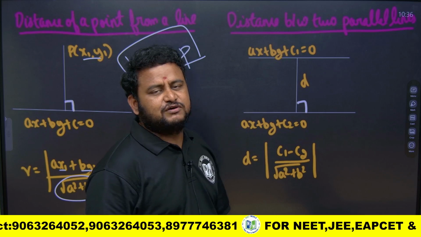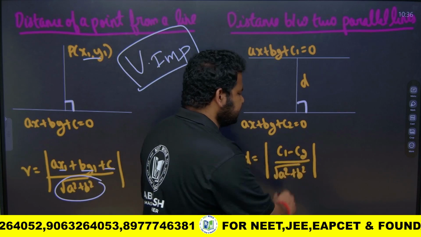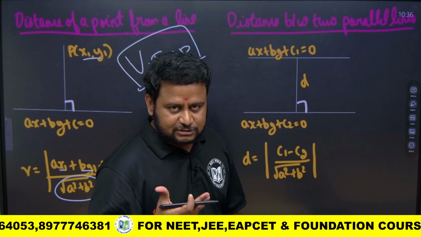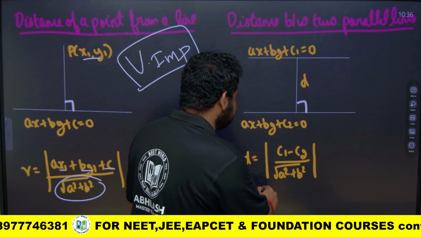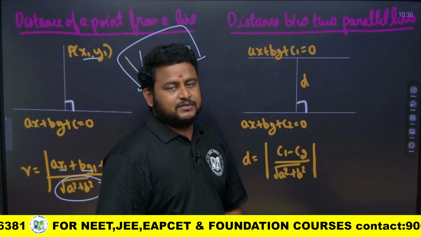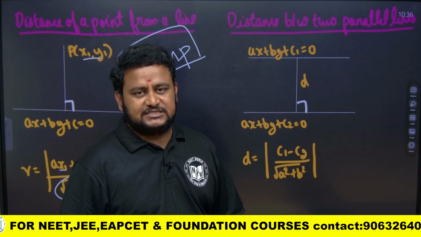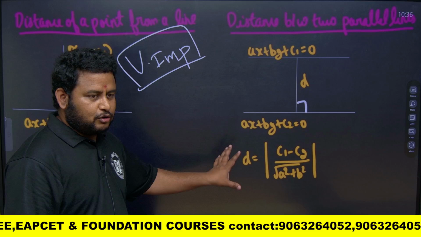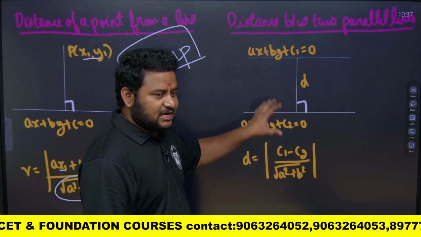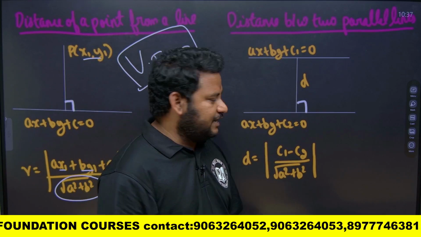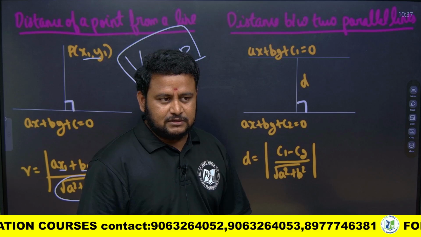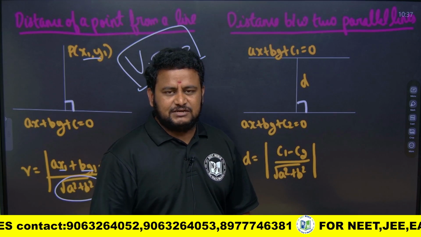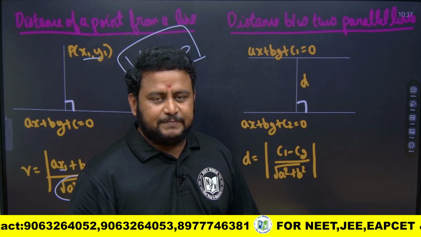So what we can do is find the difference of the constants. That is c1 minus c2 divided by, again, the same denominator, the square root of a square plus b square, within the modulus sign. It should be within the modulus sign because distance can never be negative. You should be careful here, you have to put the modulus sign. This is for parallel lines: just find the difference between the constants and divide by the square root of a square plus b square. If it is the distance from a point, it is ax1 + by1 + c divided by the square root of a square plus b square, friends. That's it.